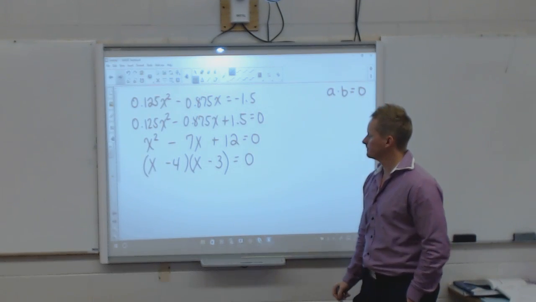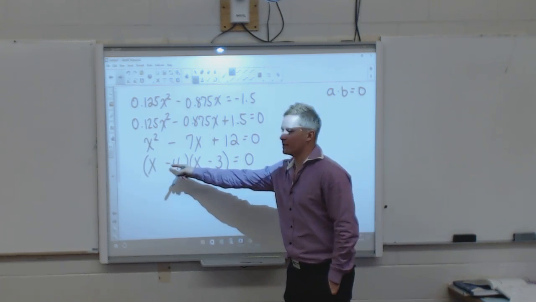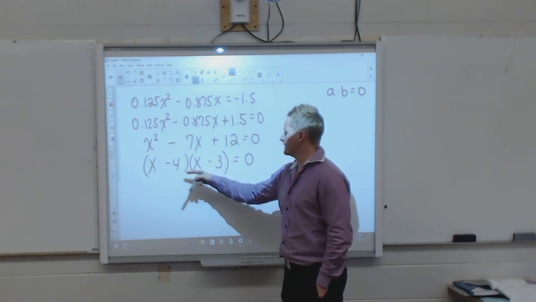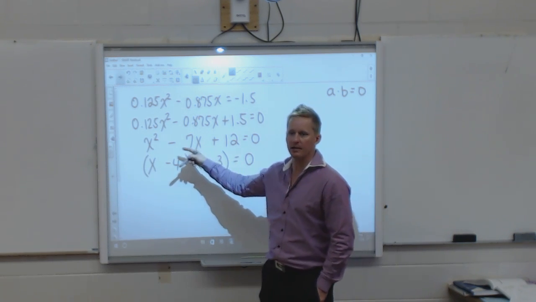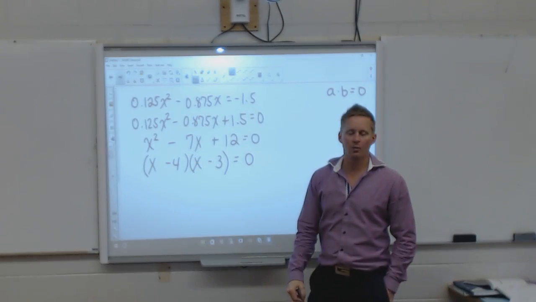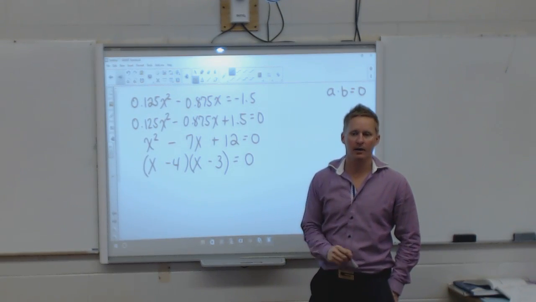That's right. So that means that if x minus 4 is equal to 0, 0 times this will give me 0. If x minus 3 equals 0, 0 times that gives me 0. So for what value of x will I get a value of 0 here?